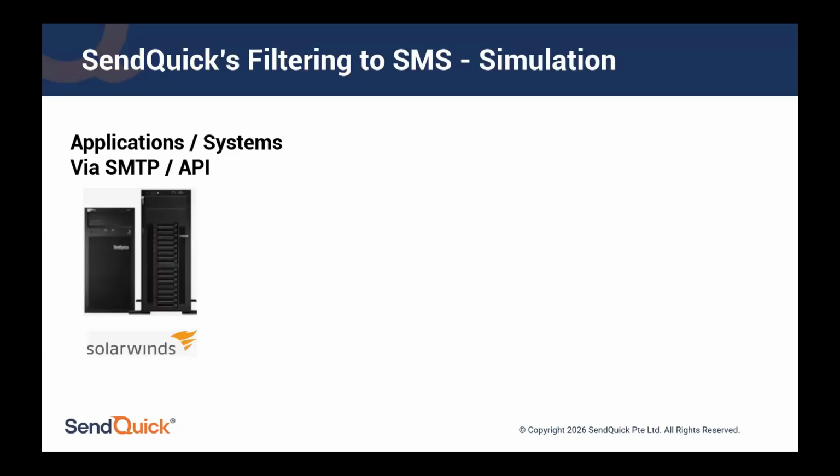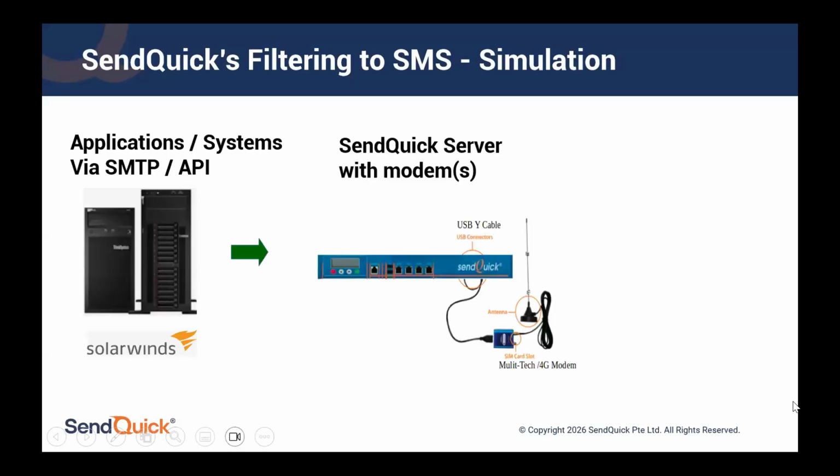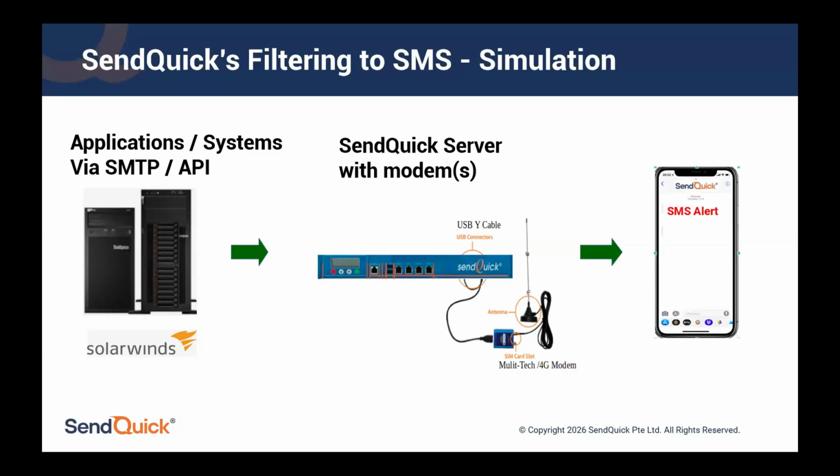So this is a simulation diagram of alerts coming from SolarWinds. Most commonly, a lot of our users are using SolarWinds. This is sending to our SendQuick with the modem. So basically, all your messages and alerts will be sent out by our SendQuick, followed by the modem through SMS. Then you receive your alert.